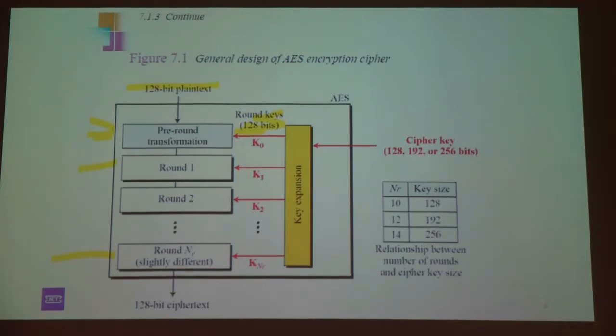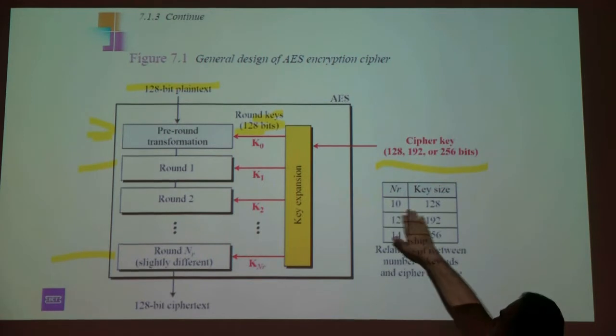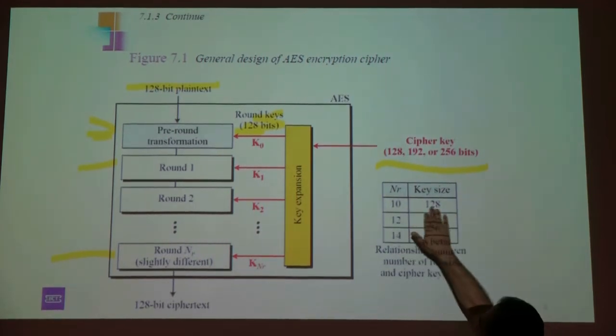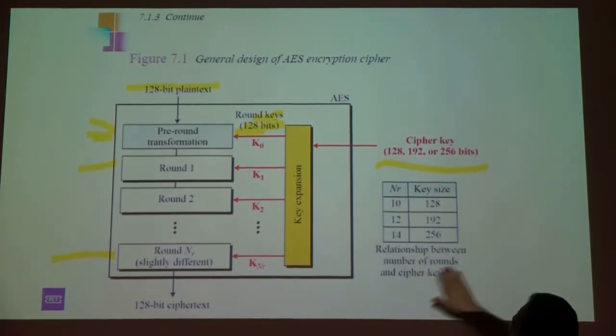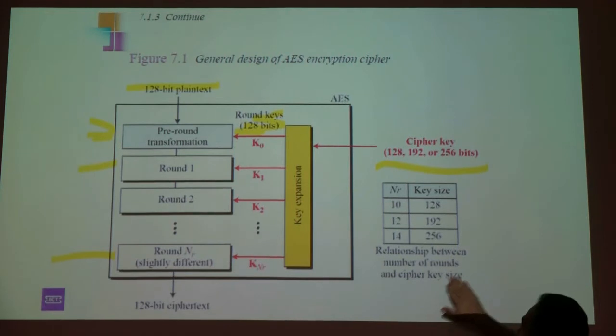Just for your information, the key could be 128 bits, 192 bits, or 256 bits, depending on the number of rounds. 10 rounds, 128. 12 rounds, 192. 14 rounds, 256. That is the relationship between the number of rounds and the cipher key size.